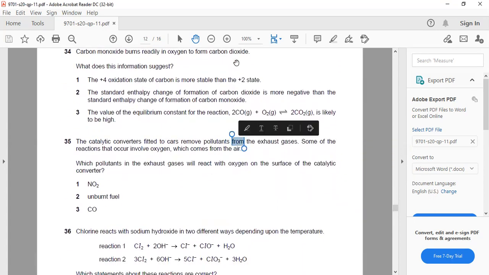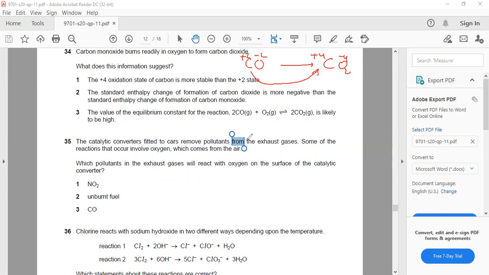Carbon monoxide forms carbon dioxide. The examiner is saying carbon monoxide is formed into carbon dioxide. In carbon monoxide, carbon is plus 2. In carbon dioxide, carbon is plus 4. So plus 2 to plus 4, it can easily convert. The plus 4 oxidation state is more stable, yes.